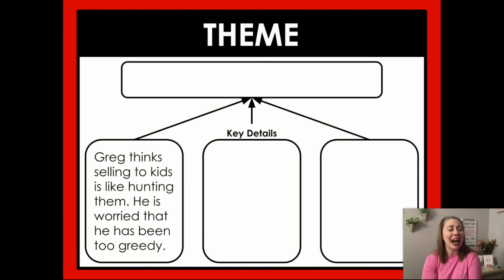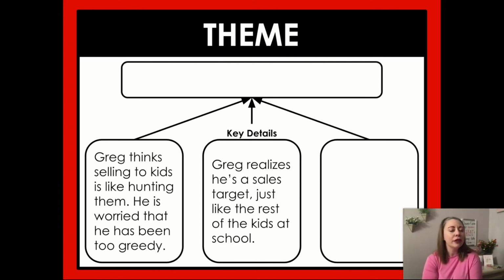So the first thing that I came up with was that Greg thinks that selling to kids is like hunting them, and he's worried that he's been too greedy. Because remember in the text, it had said Greg was the hunter and all the kids, his classmates, were the prey, and he was just trying to make money, and he didn't realize it at the time. But then he worries, oh my gosh, I've been just like everyone else. I've been too greedy.